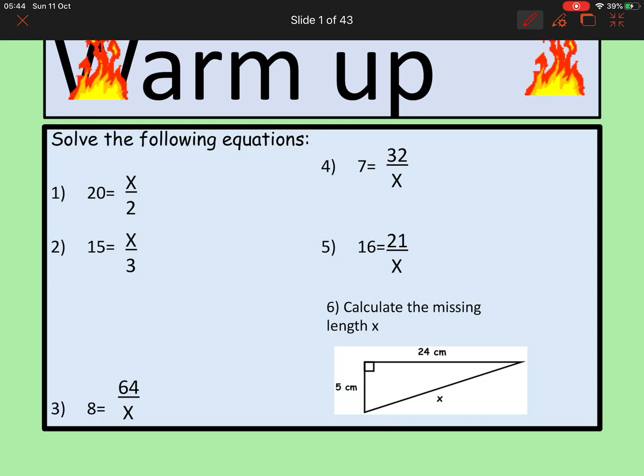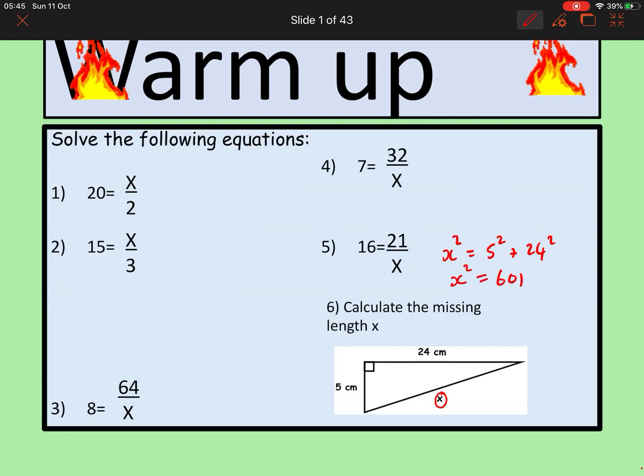Okay, question 6, very simple. It's a Pythagoras question, and it's a very easy one to know. x is the hypotenuse, so we're just saying x squared equals 5 squared plus 24 squared, and then just use a calculator. Okay, so I'm going to get my calculator out. 5 squared plus 24 squared equals 601. So x squared equals 601. And so x will be equal to the square root of 601.